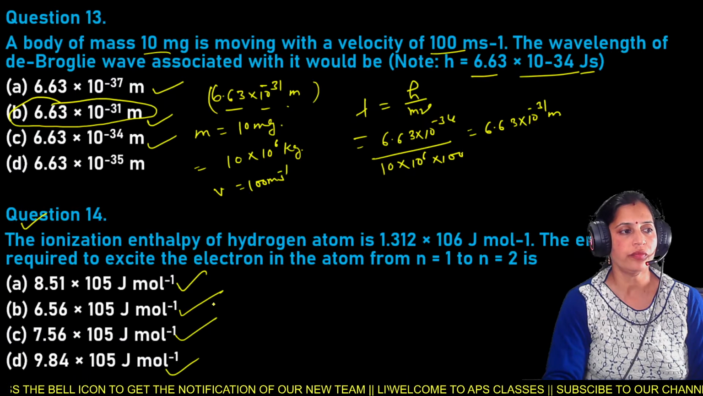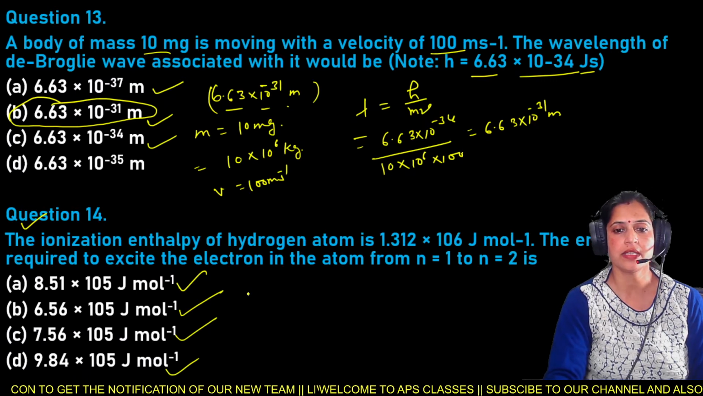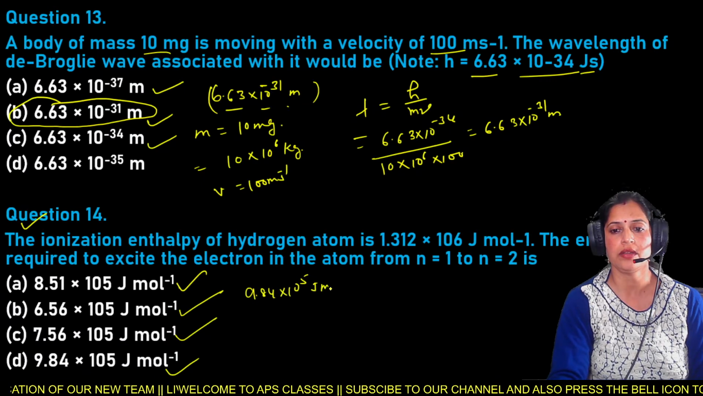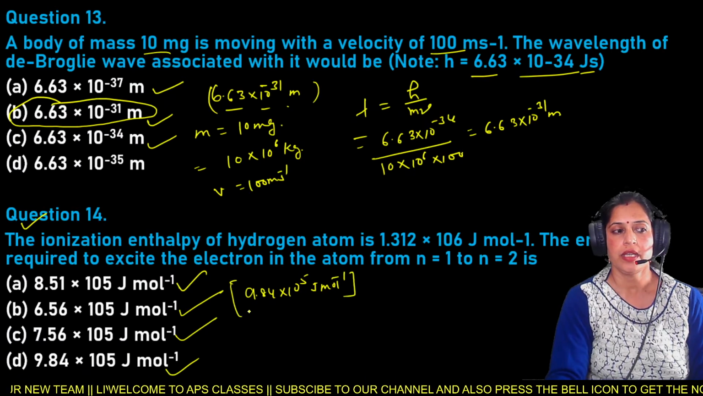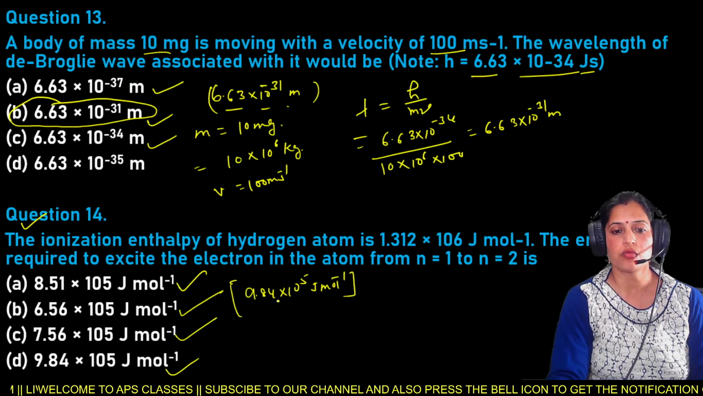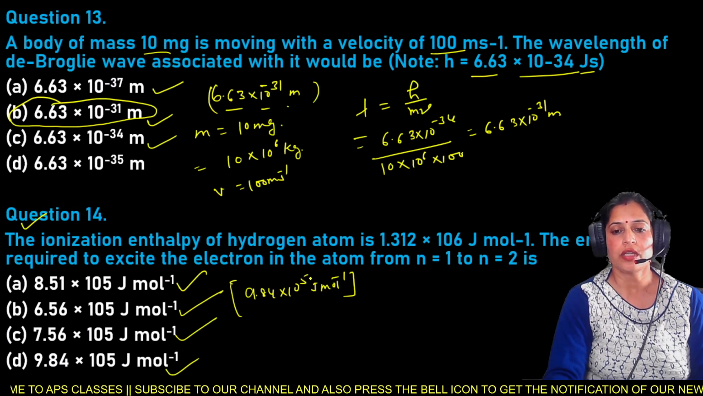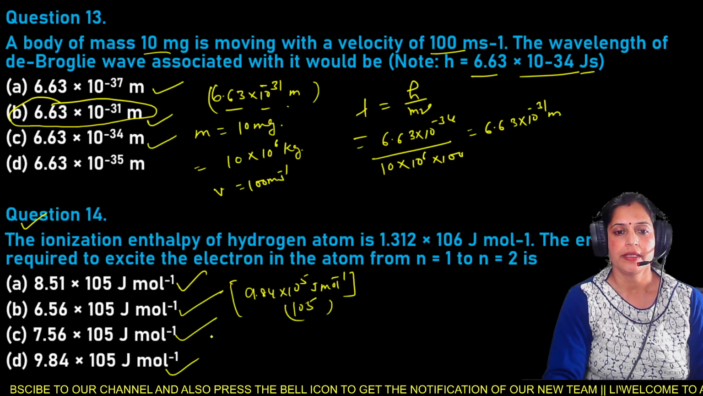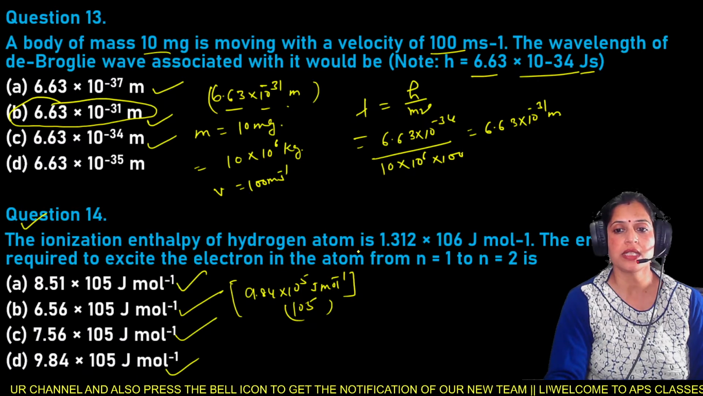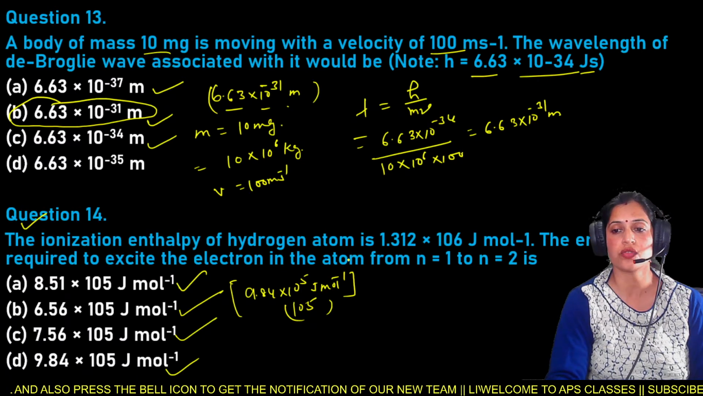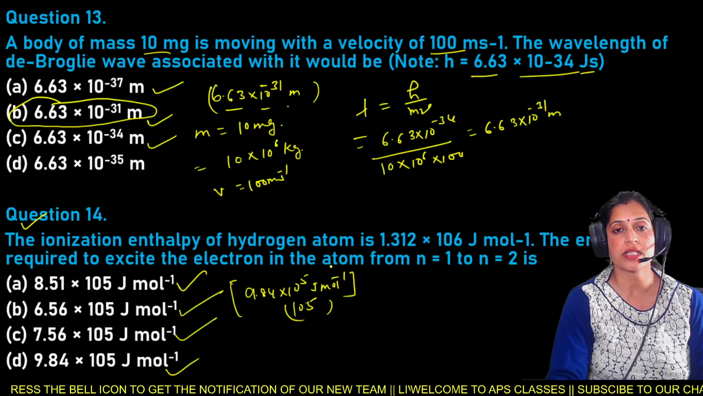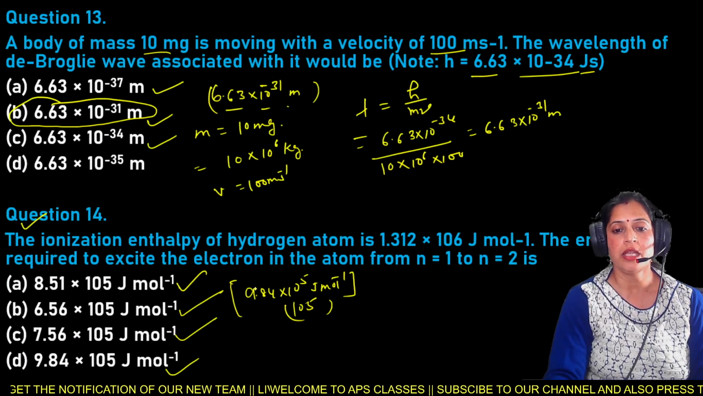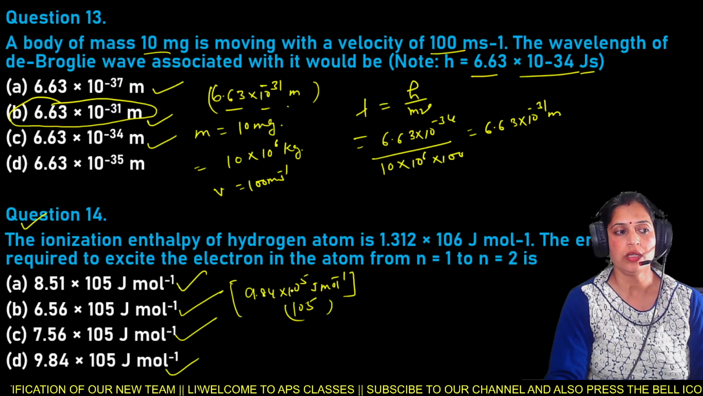So this is question number 14, and the right answer is 9.84 into 10 raised to power 5 joule mole inverse. The ionization enthalpy of the hydrogen atom is 1.312 into 10 raised to power 6 joule mole inverse. Then the energy required to excite the electron in the atom from n is equal to 1 to n is equal to 2 is 9.84 into 10 raised to power 5 joule mole inverse.